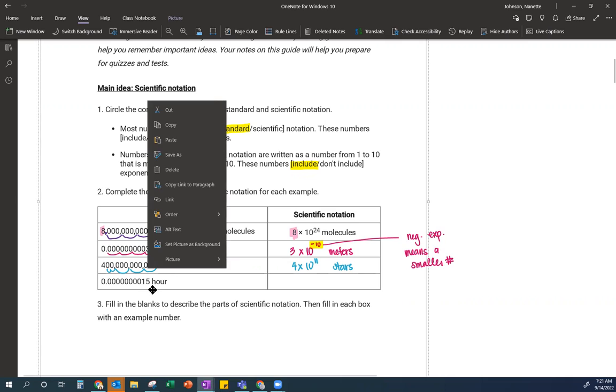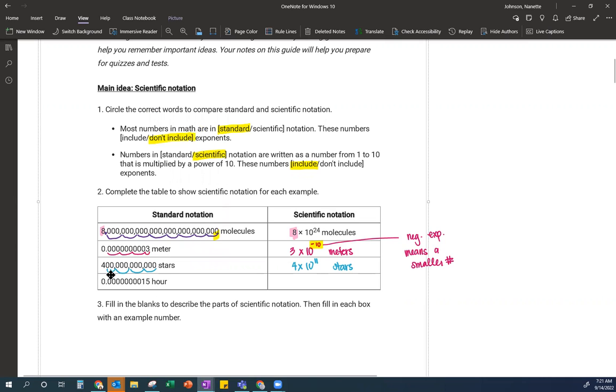Now here, the difference between this problem and these is that we only have one non-zero digit with a bunch of zeros, right? So here we actually have a 15, but if you remember back in our definition, it has to be the numbers 1 to 10.